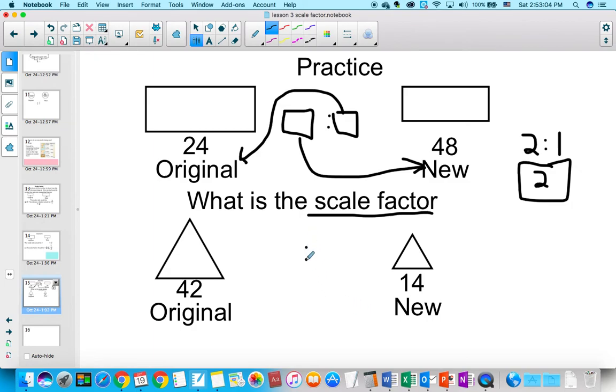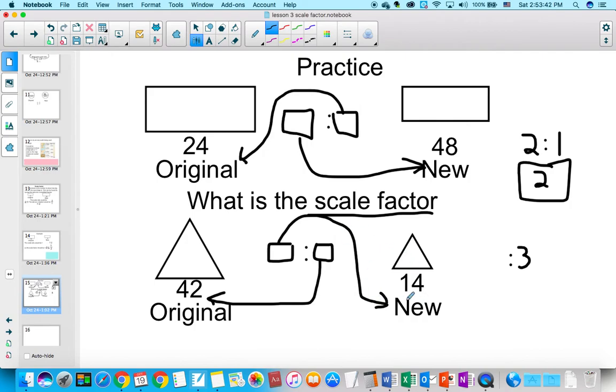Once again, the first number in your ratio represents the new scaled version, and the second number represents the original version, the original shape. So here we have the original being bigger than the new one. How many times bigger is the original to the new one? Okay, well, the original is about 3 times bigger than the new one, so it would be 3, right? Because it's 3 times bigger. And the new one is 1. So it's a 1 to 3 ratio.